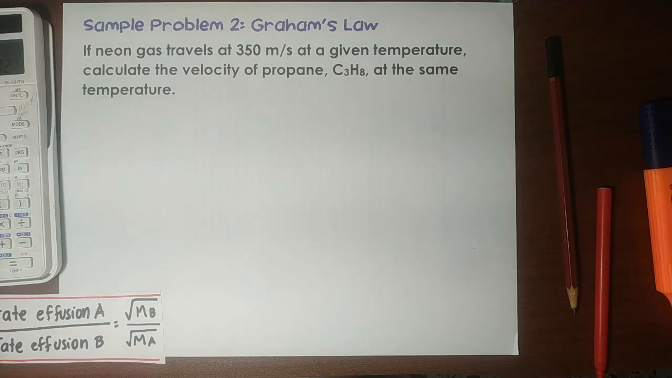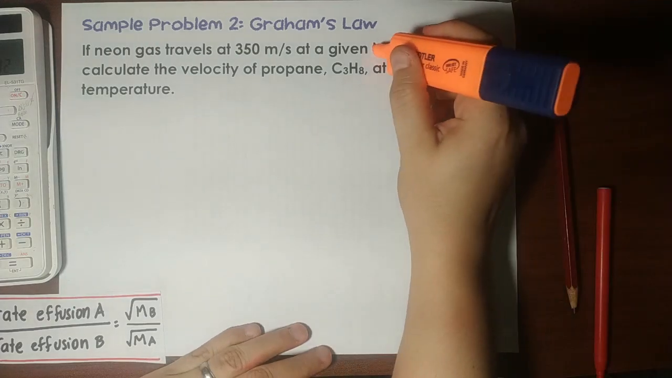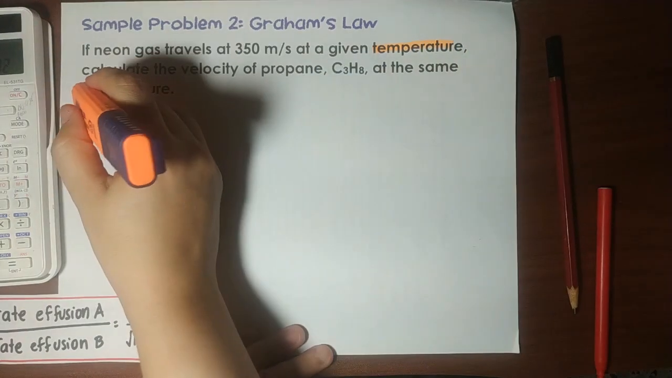Okay, let's see another sample problem of Graham's. Neon gas travels at 350 meters per second at a given temperature. Calculate the velocity of propane, which is C3H8, at the same temperature. So if you see all these exercises, they compare two gases or more than two. You'll see one exercise using more than two gases, but they share conditions like temperature or pressure, as in the example before.